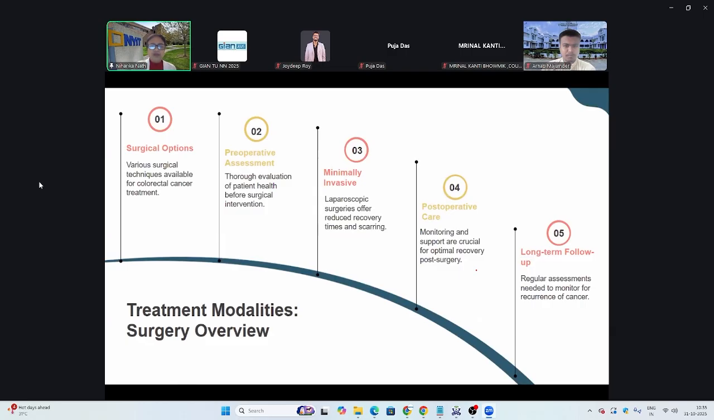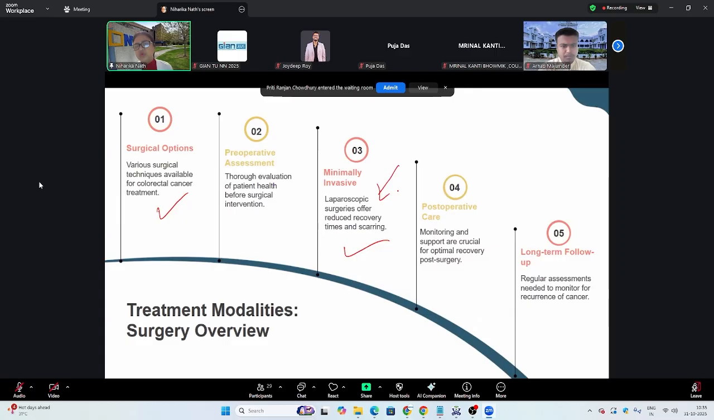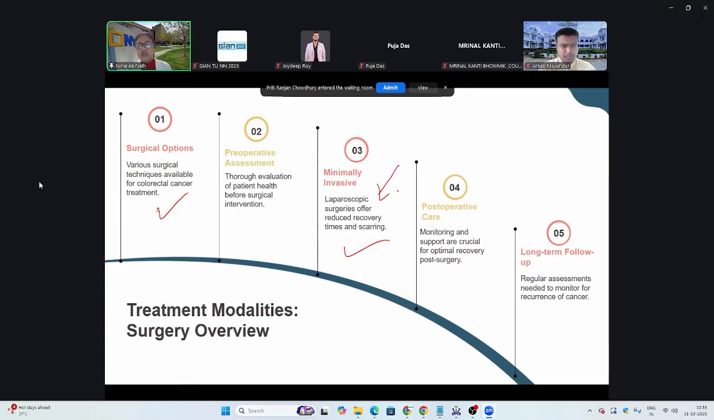So, treatment modalities: surgery, first of all, has to consider how much surgery is required. Should it be minimal? Can it be laparoscopy? I hope you know what laparoscopy is. They don't cut open the whole abdomen, just a little.